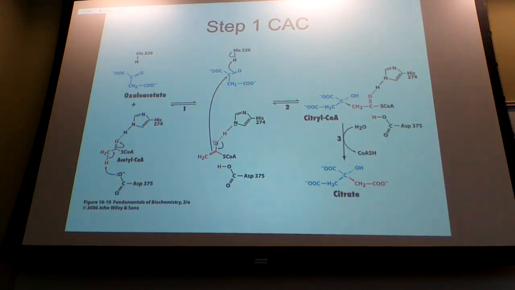But anyway, once I have this little enol thing, that can come up and attack the carbonyl of my oxaloacetate, and that's helped out by this histidine, which is doing what? Acid catalysis. Okay. So now I've joined my acetyl group with my oxaloacetate. I'm still bound to coenzyme A though. And so in the very last step, water comes in to hydrolyze that thioester bond, releases the coenzyme A, and now I have citrate.